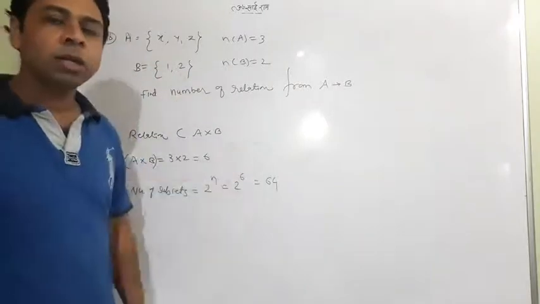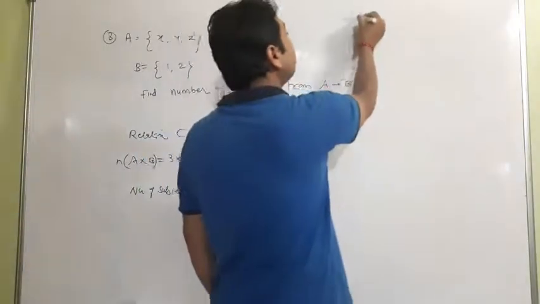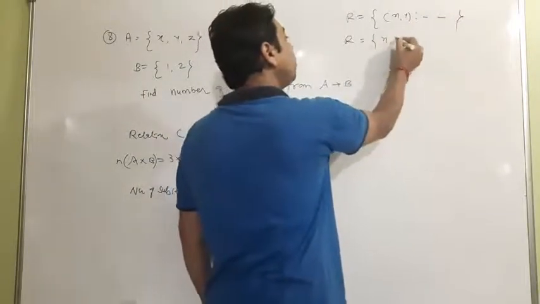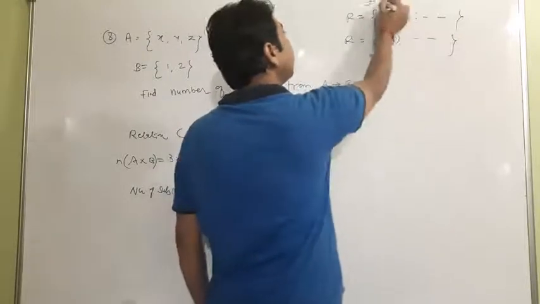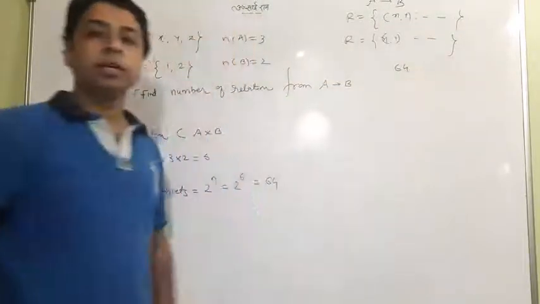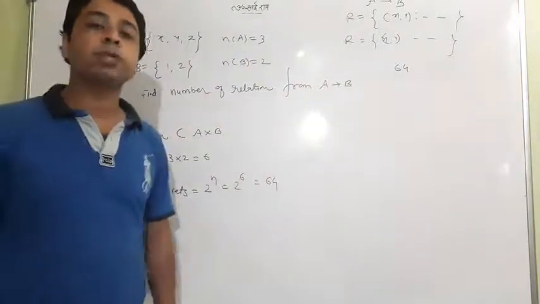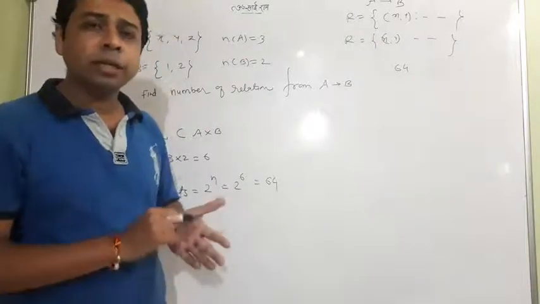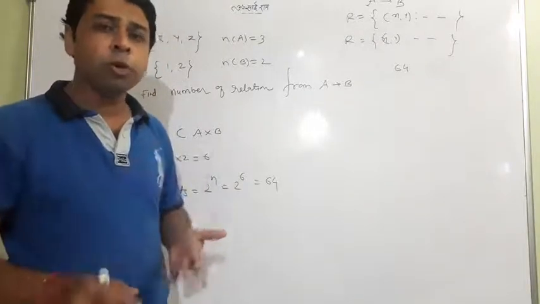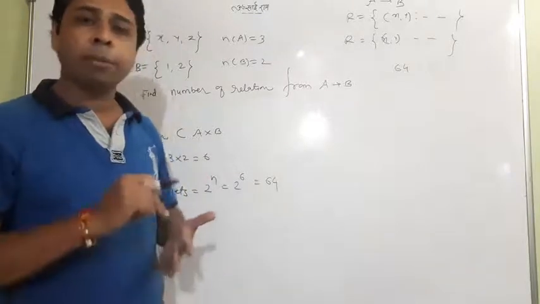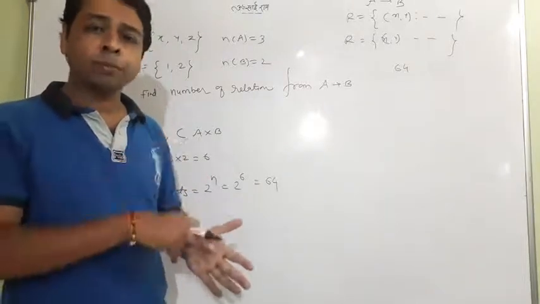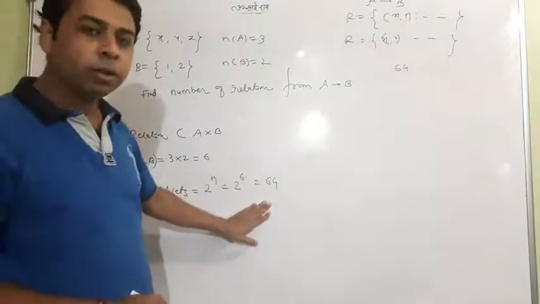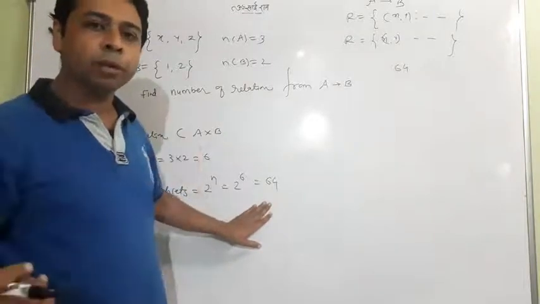Even though I haven't written even one, you can form R equal to {(x, y) such that ...}, and so on; different relations you can find from A to B. And how many relations can you find? 64, because 64 is the number of subsets of A cross B. So remember, sometimes it may ask to find the number of relations from A to B. So what will you do? First find A cross B, then find the number of elements in A cross B, then find the number of subsets of A cross B using this, and whatever the answer will be, this many relations you can define from A to B, and that's all.